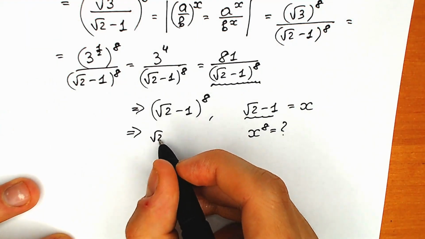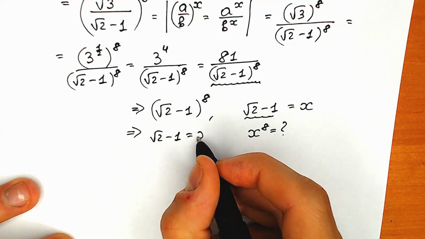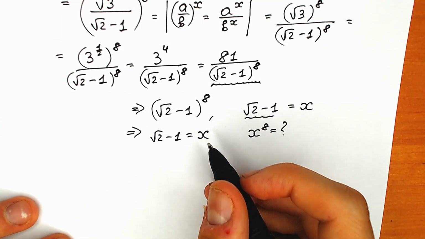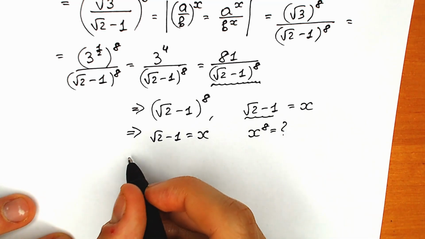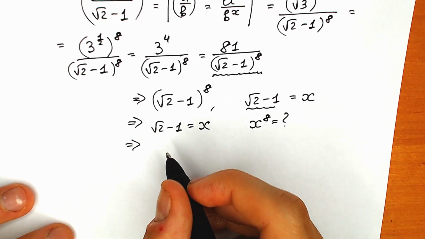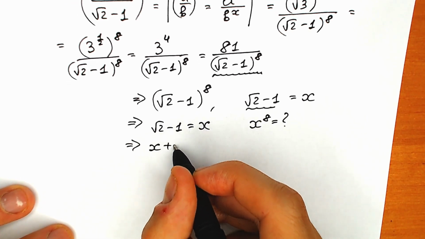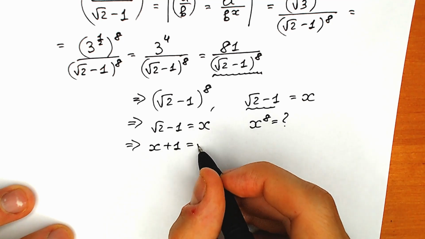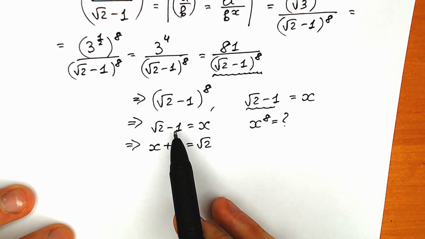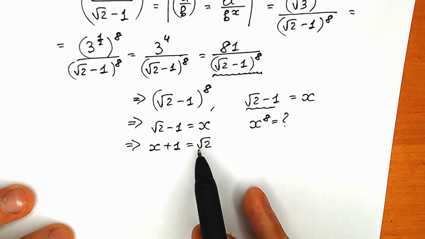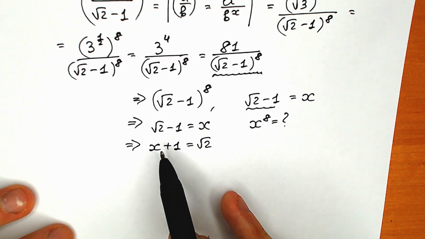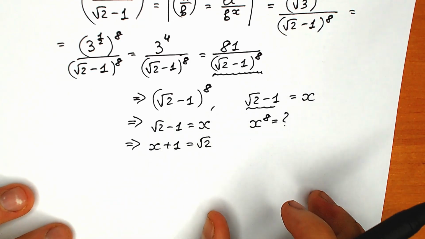So we have square root of 2 minus 1 equal to x. Right now, let's add 1 to both sides. As a result, we can easily write x plus 1 equal to square root of 2. I hope you understand it: I just add 1 to both sides and change position. This one goes to the left, this one goes to the right.